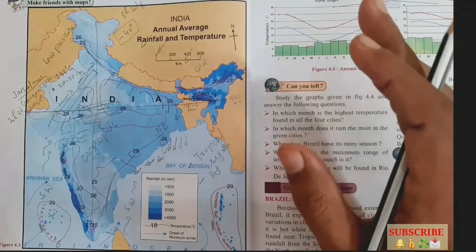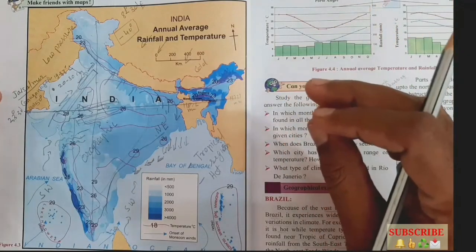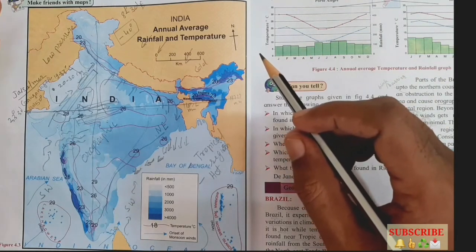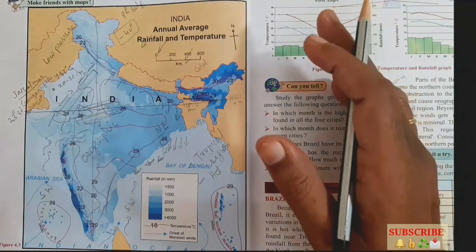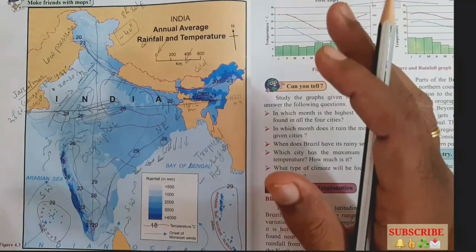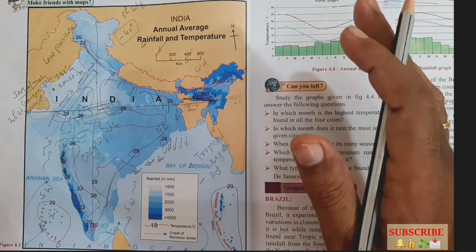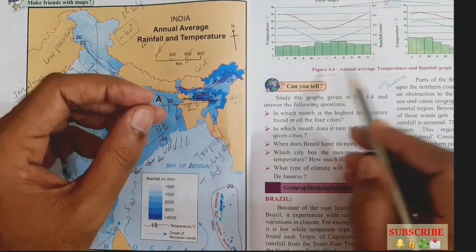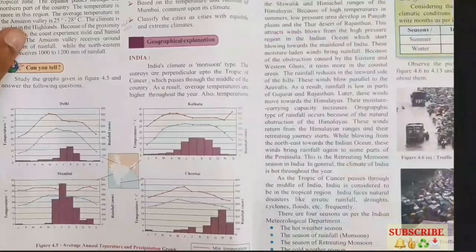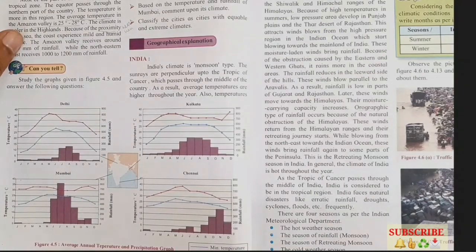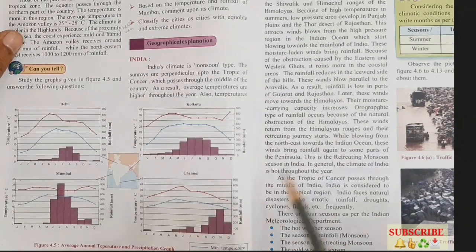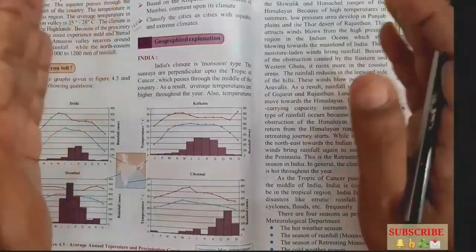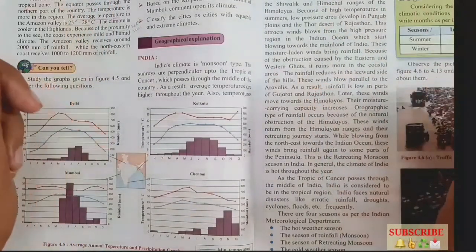Okay students, so here we have studied the questions based on the India as well as Brazil map. Students, one more time I would like to tell you, if you want to write any question based on the map, first of all it is very important to understand the map clearly. Now in the next video we are going to study figure number 4.4 as well as figure number 4.5. In these figures the average annual temperature and precipitation of both countries, Brazil and India, is given. Okay students, have you understood?